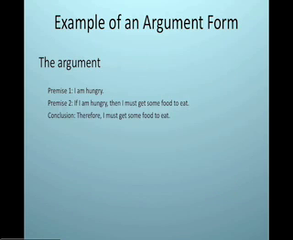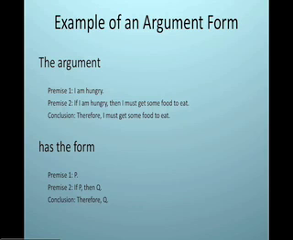So now the argument, premise 1, I am hungry, premise 2, if I'm hungry, then I must get some food to eat, conclusion, therefore I must get some food to eat, we can see has the form premise 1, P, premise 2, if P then Q, conclusion, therefore Q.